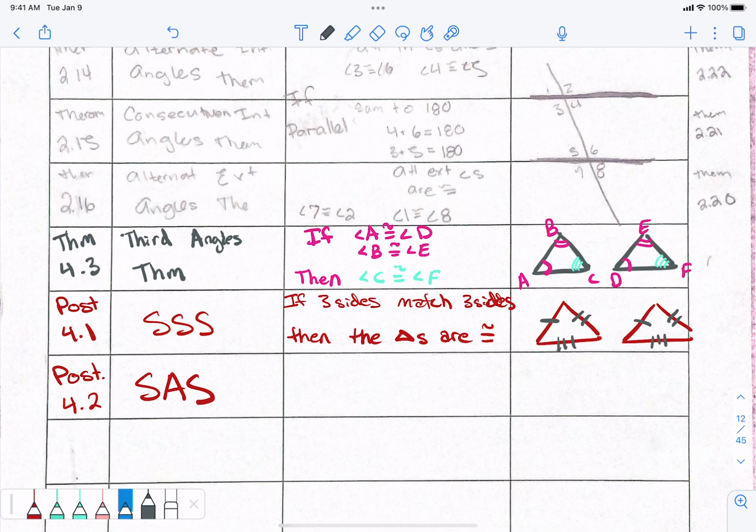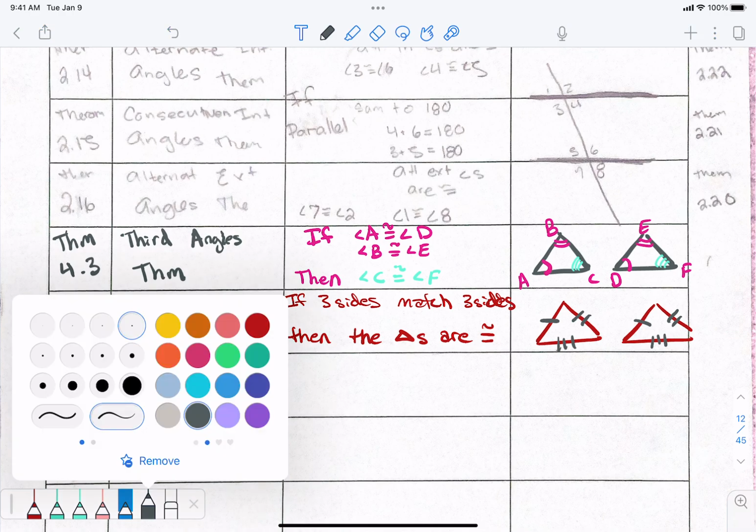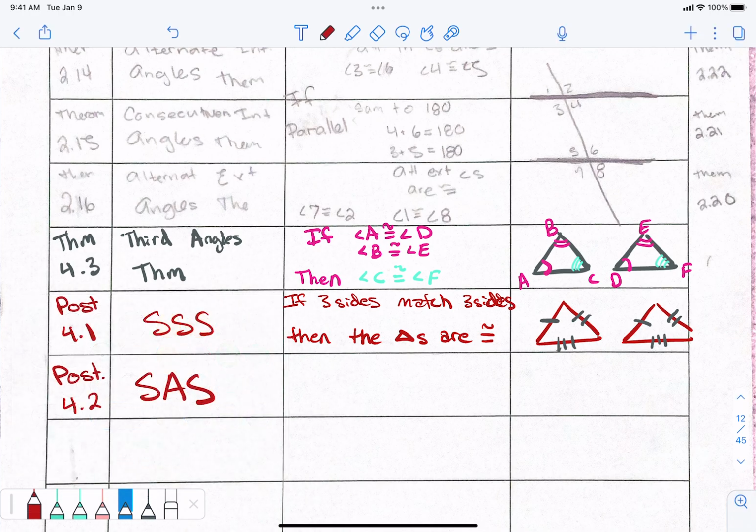I don't have to talk about the angles. By default, those are already congruent. That is side, side, side. I have to have 3 sides matching 3 sides. Then I don't even have to talk about the angles because by default they have to be the same.